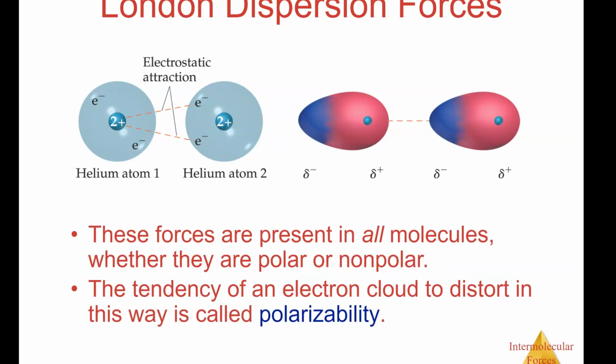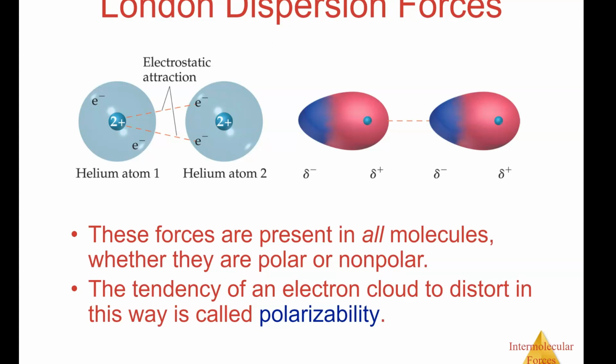So the tendency of the electron cloud to distort is called polarizability. The larger the compound is, the greater the polarizability. The greater the polarizability, the greater the London dispersion forces. The greater the London dispersion forces, usually the higher the boiling point is.